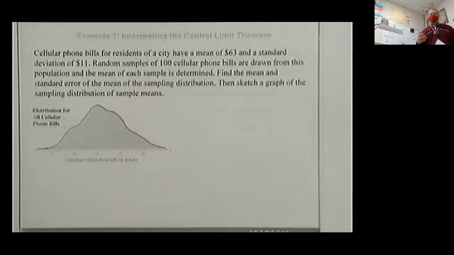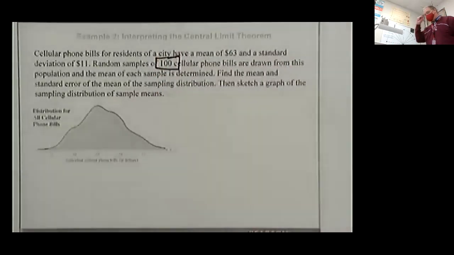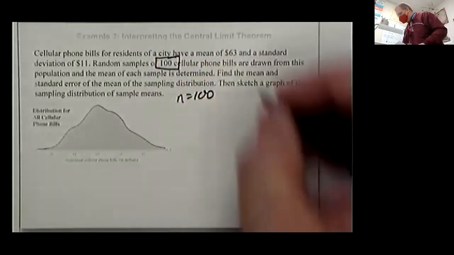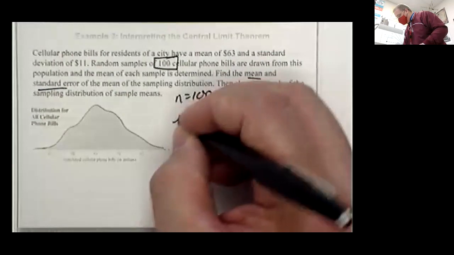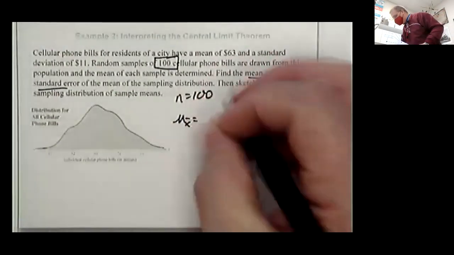So what do we know? First question is, can we approximate this distribution with a normal distribution? We're going to look to see how big a sample we're picking. So n is 100, and that's bigger than 30. So yes, we can use a normal distribution. The next part is find the mean and standard error. Well, the mean of the sample approximates the population mean. They give us the population mean. That's going to be $63.